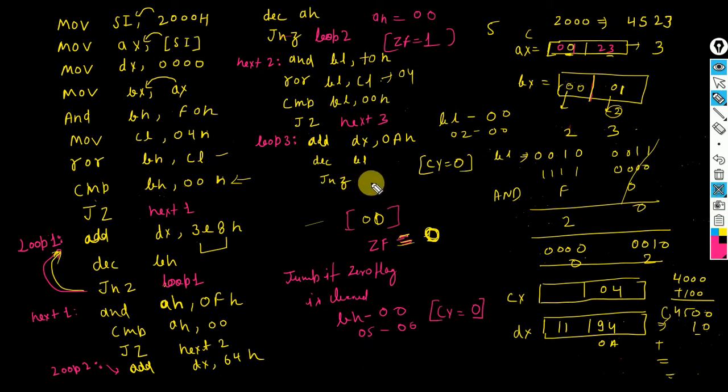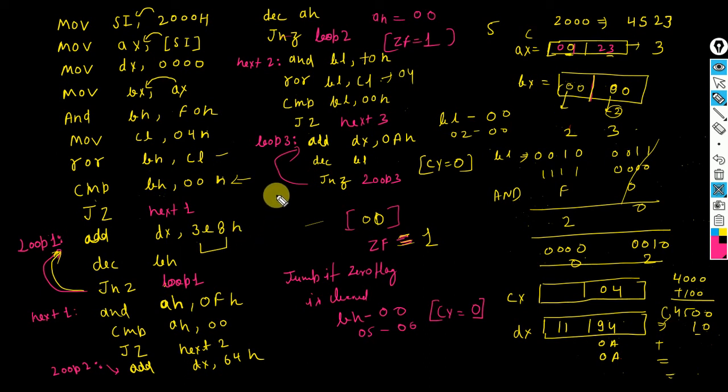So the label is loop 3. Your pointer moves to this memory location and fetches this instruction. Again ADD DX, 0AH, meaning again add the 0A value to the DX register. The next instruction is DEC BL. Your BL register value is 00. In this case our zero flag status is 1, so JNZ loop 3 is not executed. Move to the next instruction.